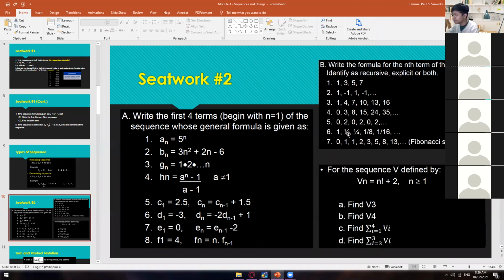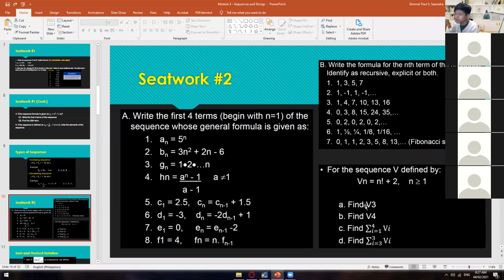So we have 7 numbers for this one. So you could say that this one is the opposite of letter A, okay? And then for the last one, this one should be letter C. For the sequence B defined by B sub n is equal to n factorial plus 2, where n is greater than or equal to 1.